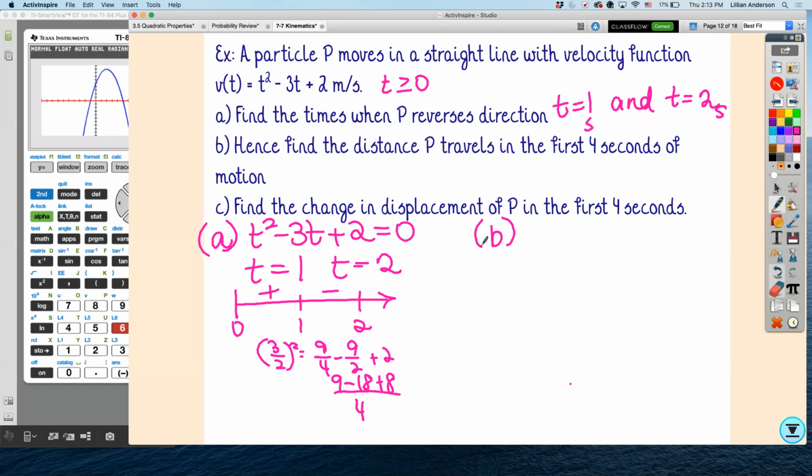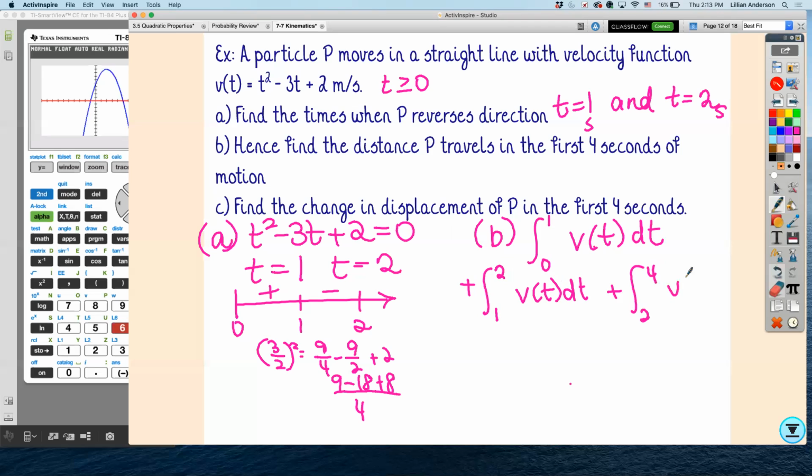But the thing is that you have to take into account the distance of each time interval. So from start to 1, from 1 to 2, and then from 2 to 4. Because you have these different times where it's changing direction, so you have to figure out the distance it traveled. You start at 0 seconds and then you change direction at 1 second. Then you're going from 1 second to 2 seconds, another direction. And then from 2 seconds to 4 seconds, another direction. First 4 seconds.